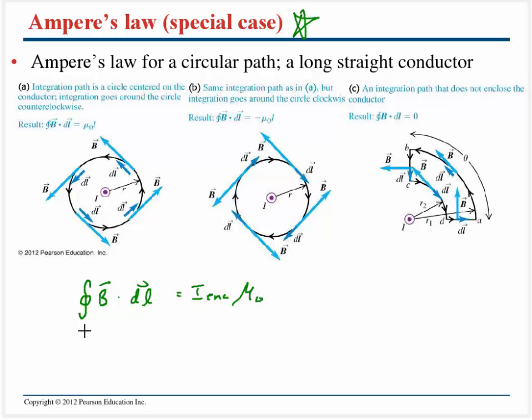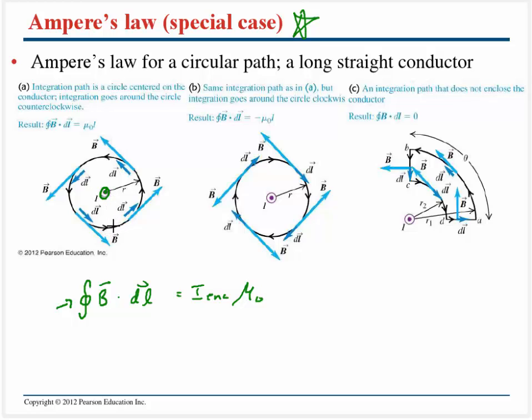Now, very often we choose our circular path. That's what this symbol right here means. We choose that to be something that makes sense. Consider, for example, a wire that's coming out of the page. The current's coming out at us here.